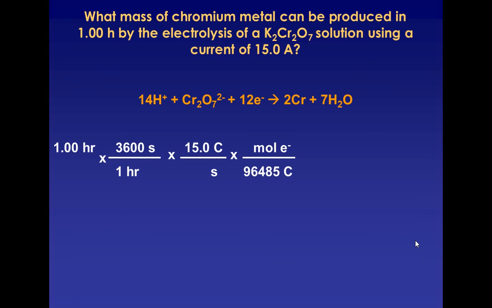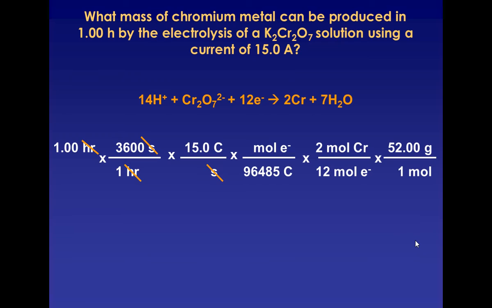If I look at my balanced equation, I'm wanting to produce chromium, and I see that 2 chromiums were needed, or 12 electrons were needed to be gained to form 2 chromiums. Make sure that the ratio is what it is for that metal and the moles of electrons in your balanced half reaction. And if I want to find the mass of chromium, I'm going to need its molar mass from the periodic table, 52 grams per mole. My hours cancel, my seconds cancel, my coulombs cancel, my moles of electrons cancel, and my moles of chromium cancel.